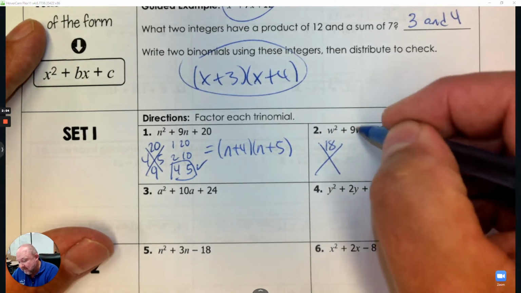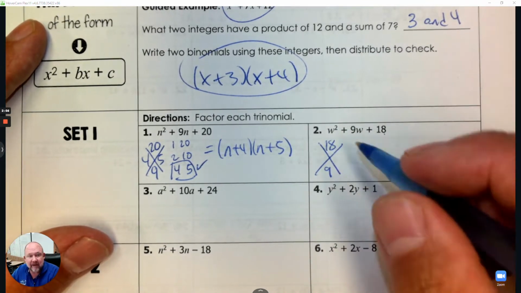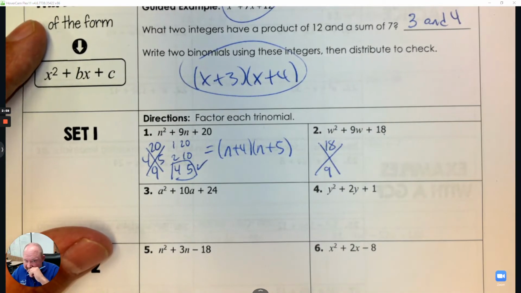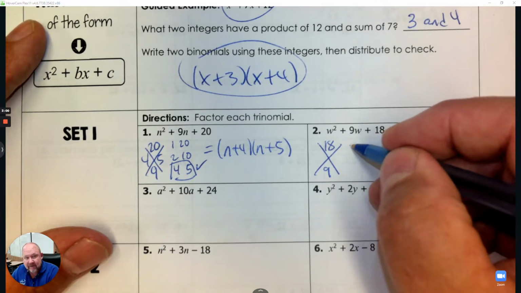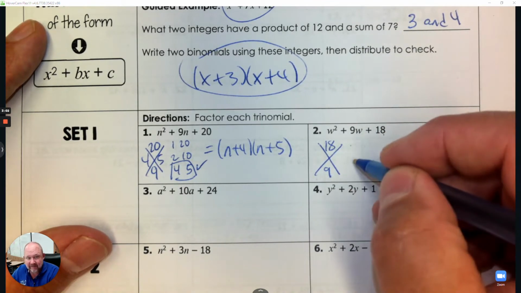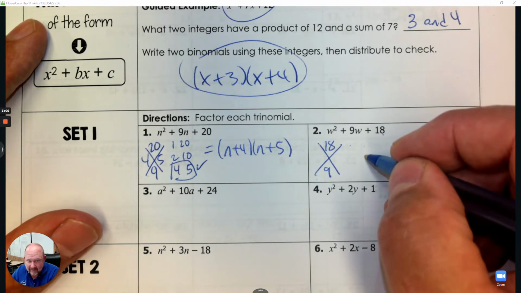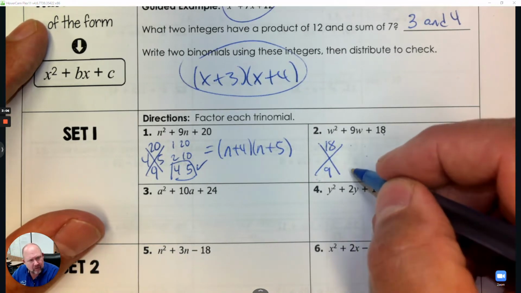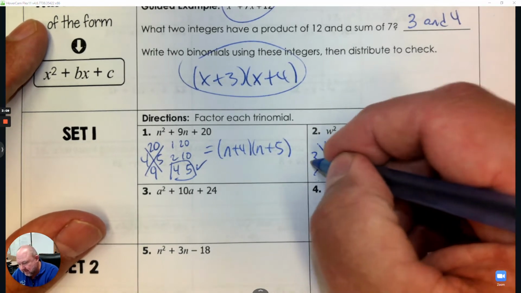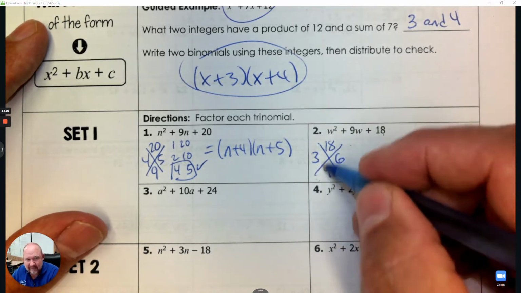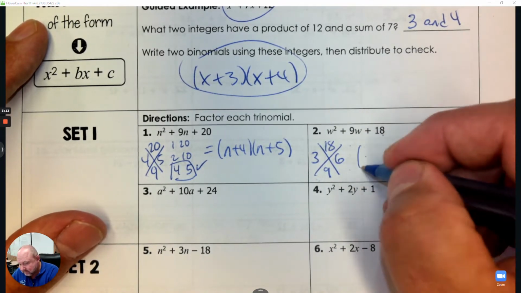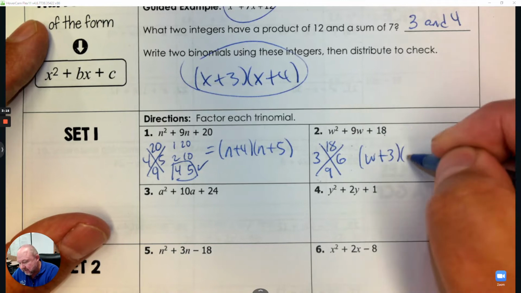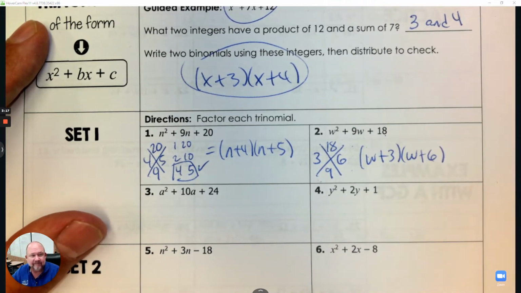So we have 18 and 9. And we're thinking of two numbers that multiply to 18. So is it 1 times 18? That doesn't add to 9. Is it 2 times 9? What's another pair? So it's 3 times 6. They add to 9 and they multiply to 18. And then we have w plus that and w plus the other one. That's it.